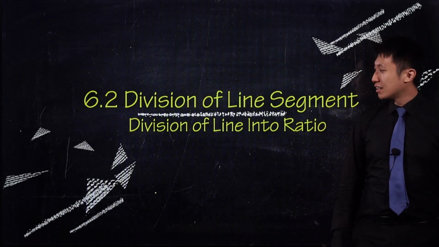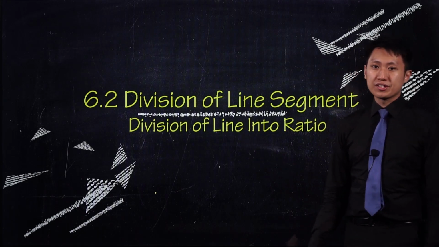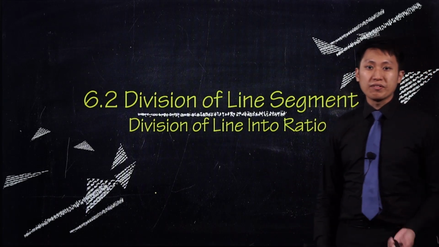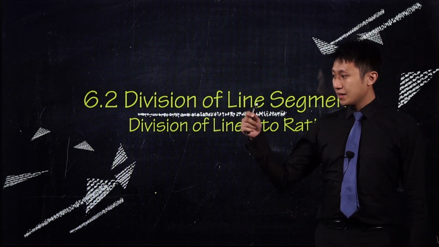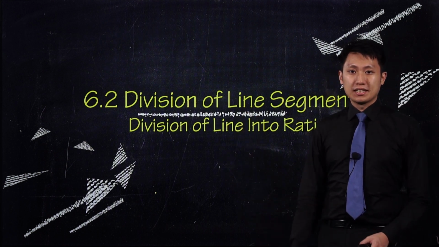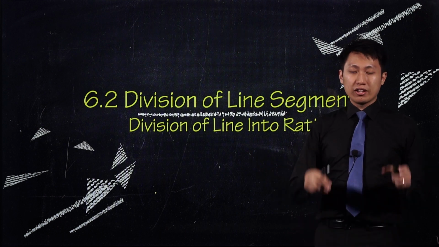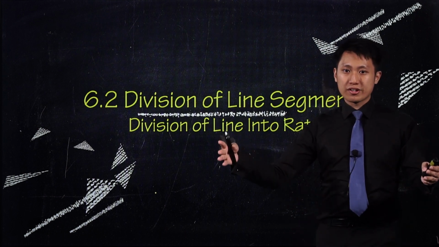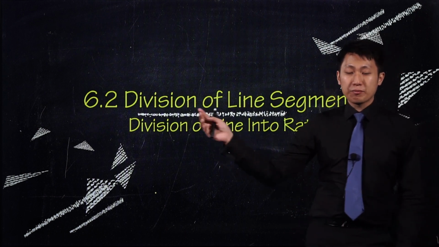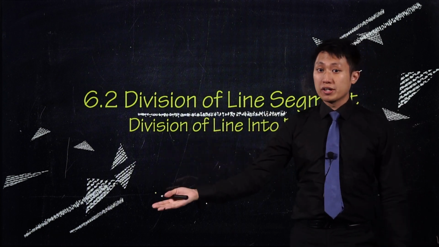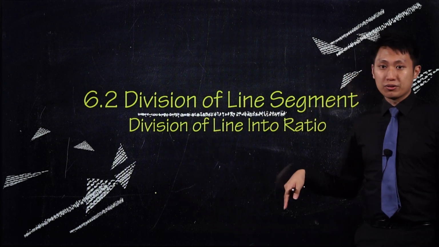Hi everyone. So now we're going to talk about division of line into ratios. Previously we talked about midpoint, which divides the line segment equally into two parts, so 1:1 ratio. Now we could be dividing a line into like 3:2 ratio. That's what we are going to do now.